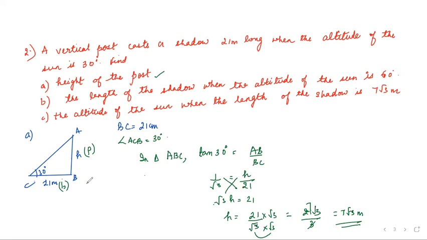Now coming to the B part, find the length of the shadow when the altitude of the sun is 60 degrees. Firstly, let me just construct a triangle and then we will see what all data is given to us.